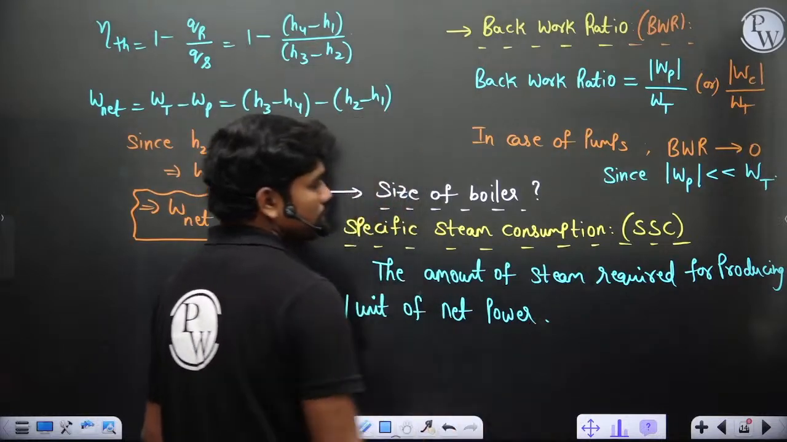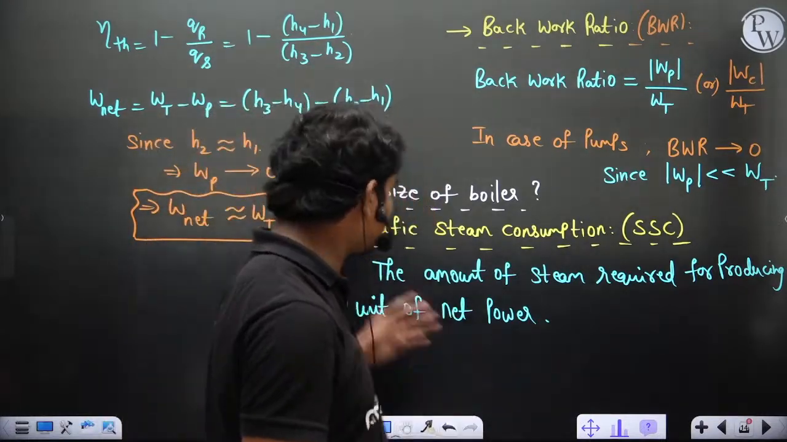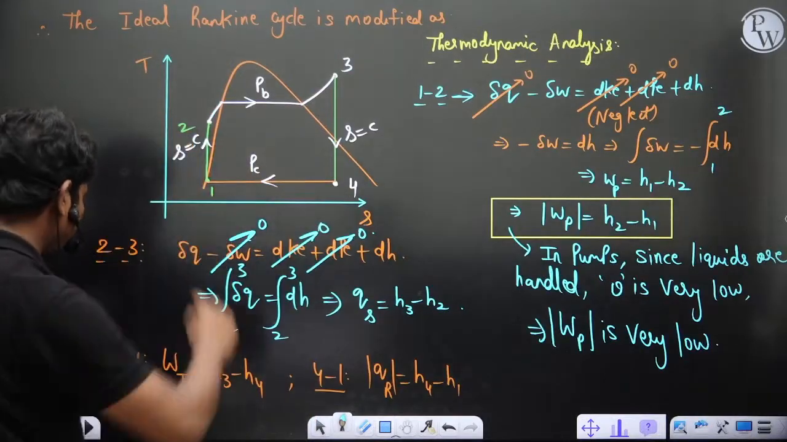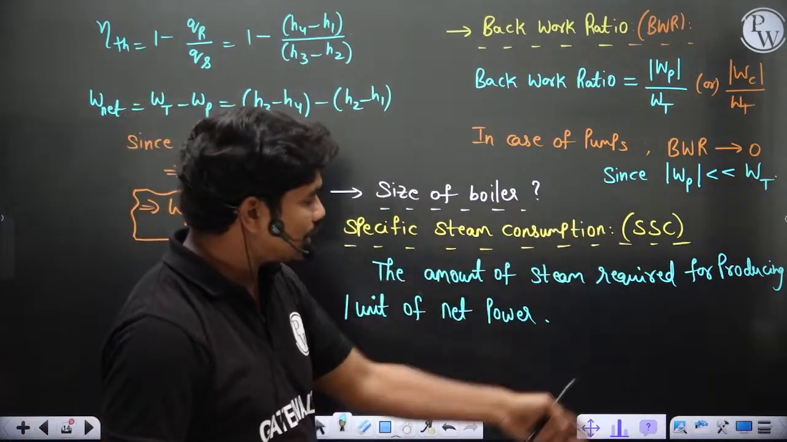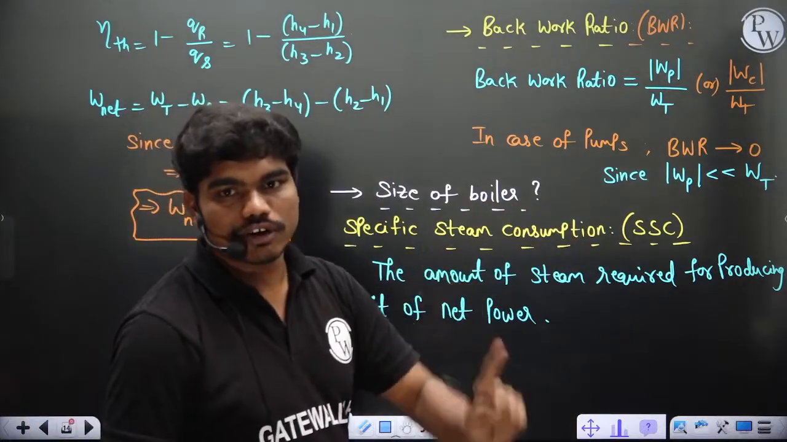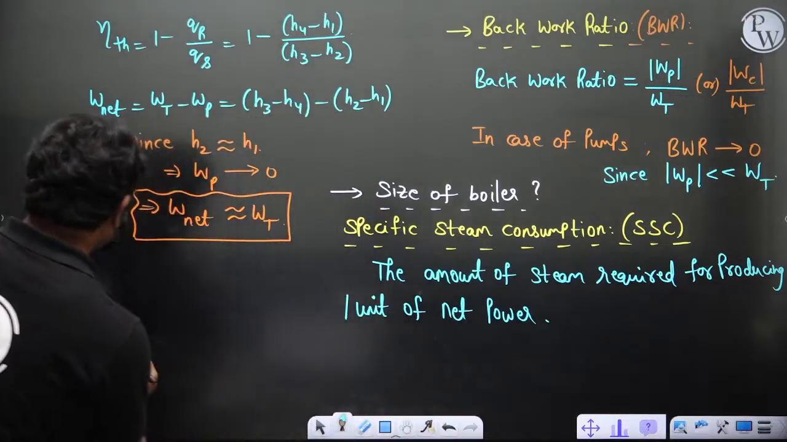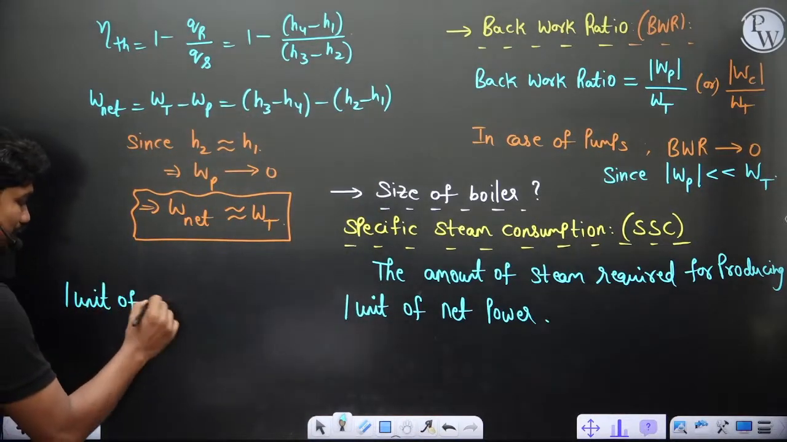This means what mass of steam has to flow in the circuit. This diagram is called a circuit. So in the cycle, what should be the mass flow rate so that it generates exactly 1 unit of power? You all know what 1 unit of power is. Normally you see a unit cost is 5 rupees, 10 rupees.